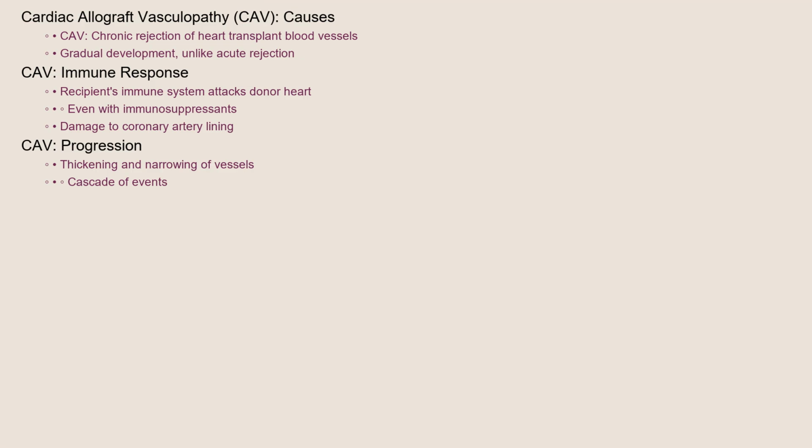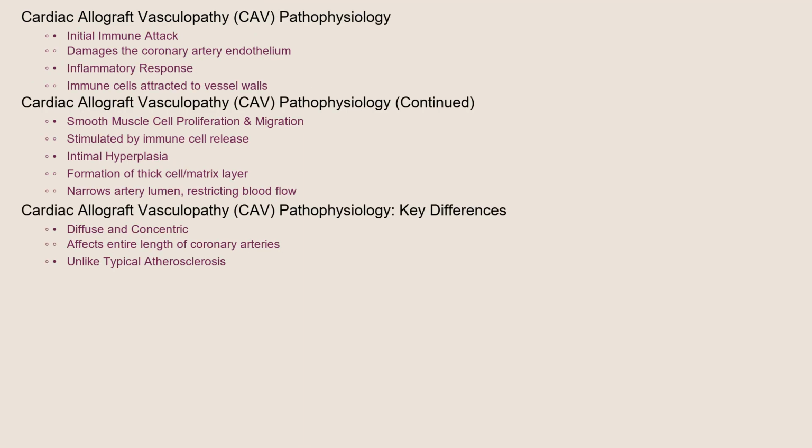CAV is essentially a form of chronic rejection affecting the blood vessels of the transplanted heart. Unlike acute rejection, which is more of an immediate attack, CAV develops gradually over time. It's triggered by the recipient's immune system recognizing the donor heart as foreign, even with immunosuppressant medications. This immune response damages the lining of the coronary arteries, initiating a cascade of events that leads to thickening and narrowing of the vessels. Let's break down the pathophysiology.